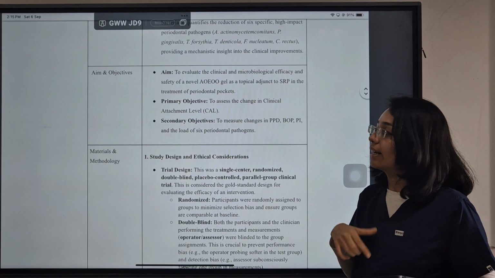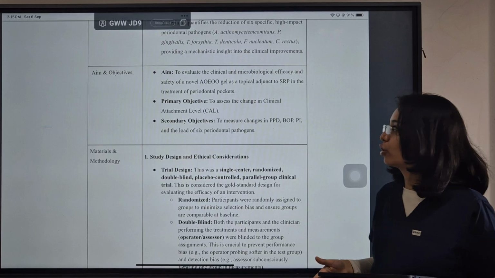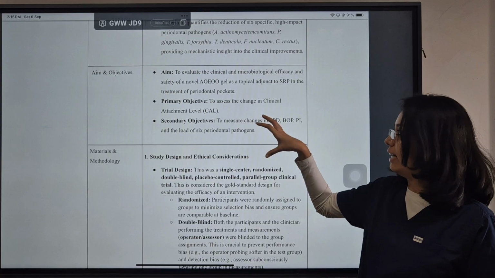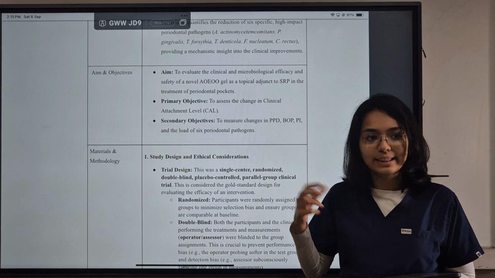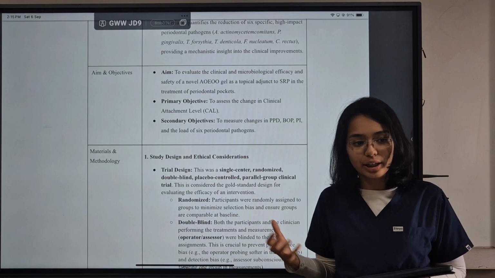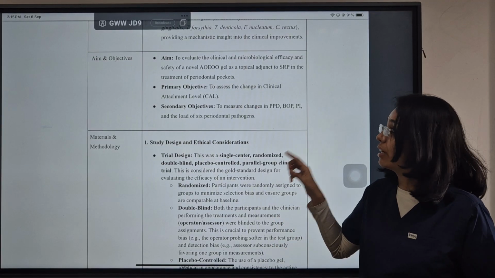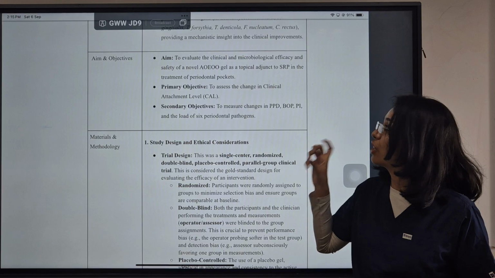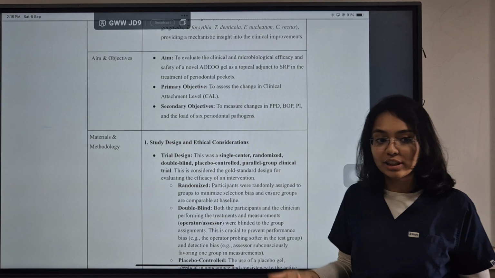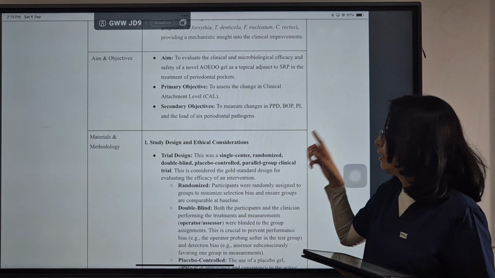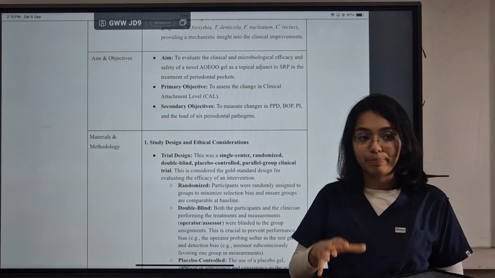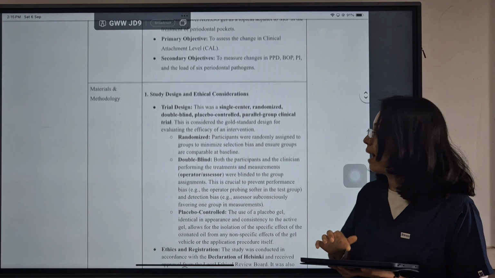So the aim of their study was to evaluate the clinical and microbiological efficacy of this novel gel as a topical adjunct to scaling and root planing therapies, which were done to treat the periodontal pockets. The primary objective was to assess the change in the clinical attachment level. The secondary was to measure changes observed in the PPD, BOP that is bleeding on probing, PI that is the plaque index, and also the load of all the 6 periodontal pathogens.